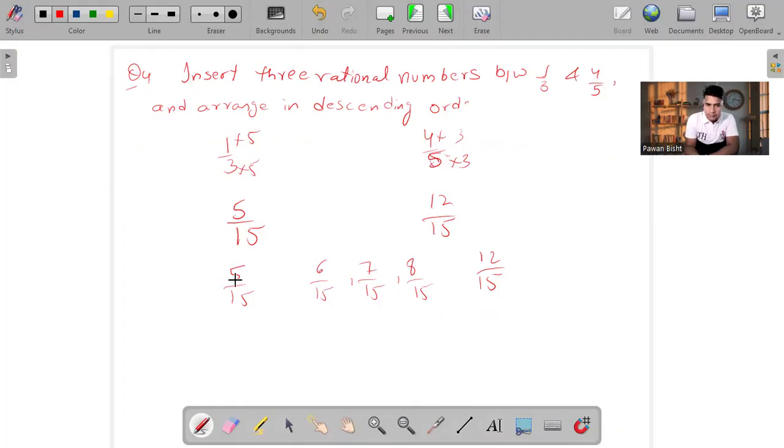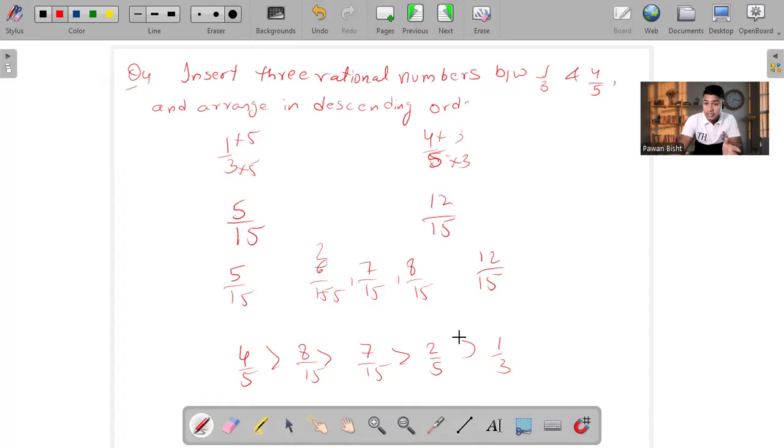These are the numbers which I insert between these two. Now they say arrange them in the descending order. So this one is the greatest. It will come first, 4 over 5, then 8 over 15, then 7 over 15, then 6 over 15. If I simplify it, I get 2 over 5, and then 5 over 15, 1 upon 3. So this is in descending order. 4 over 5 is the greatest, then 8 upon 15, then 7 upon 15, then 2 over 5, then 1 over 3. Okay, understand? Descending order means from the greatest towards the smallest we are moving.